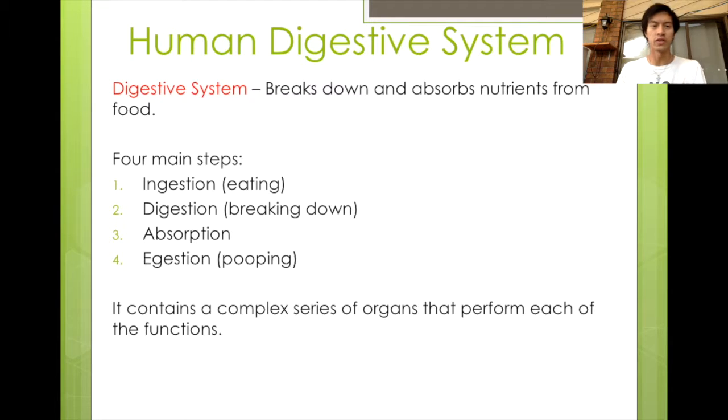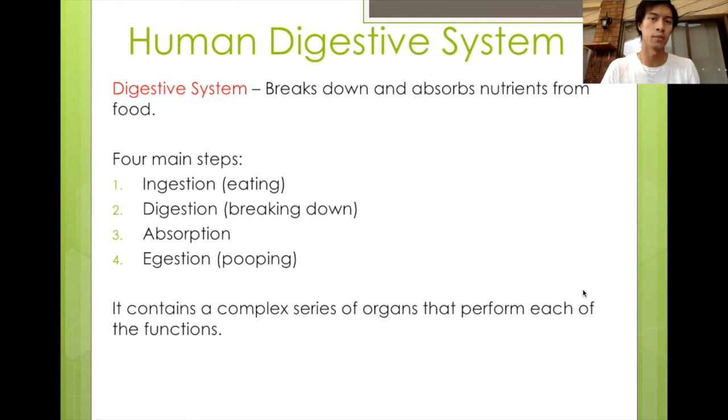The human digestive system. The digestive system is the main system involved in the breakdown and absorption of nutrients that you get from your food. The process of digestion is outlined in four main steps. The first is ingestion, which is when you actually eat the food. You digest the food, which is when you break it down into smaller pieces, you absorb it into the blood, and then you egest, or egestion, is when you basically get rid of it, the pooping. So it contains a complex series of organs that perform these functions.